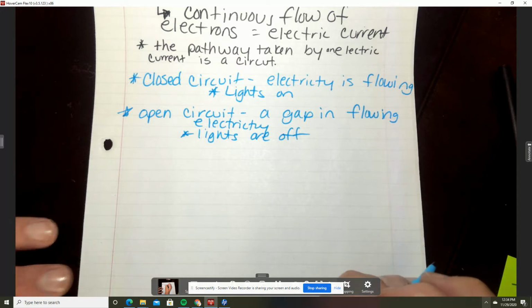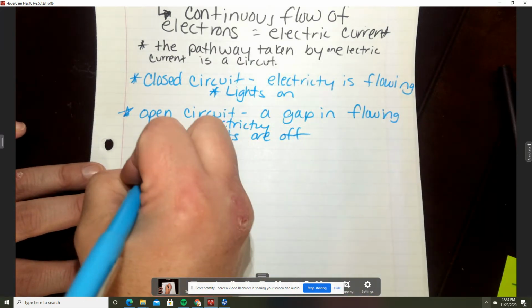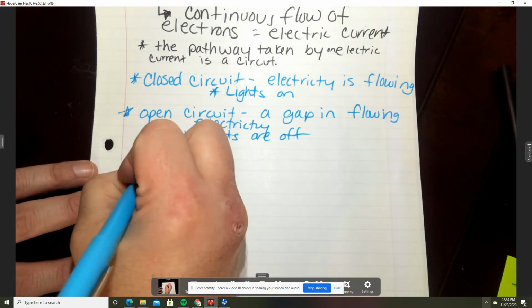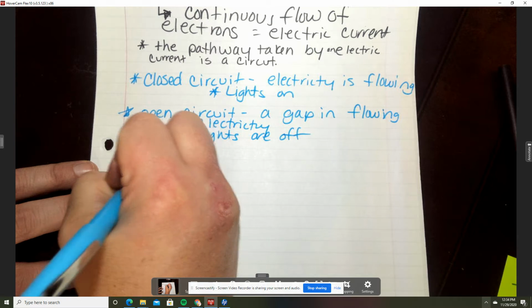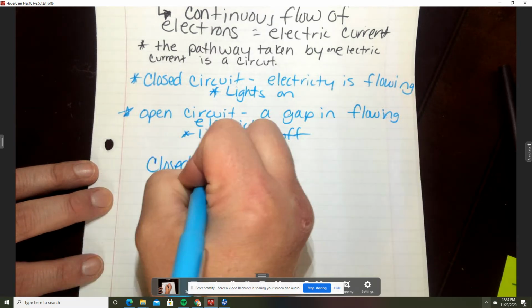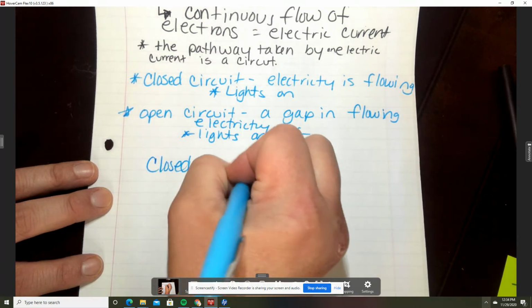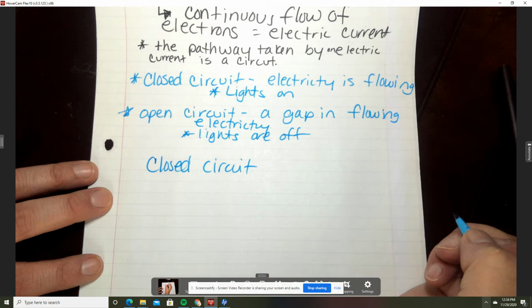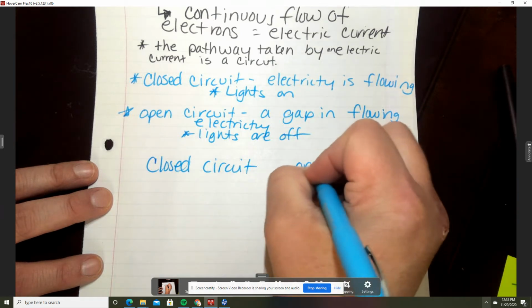So I'm going to try to draw a picture. Closed circuit, and then open.